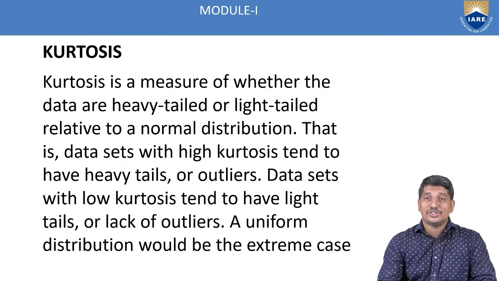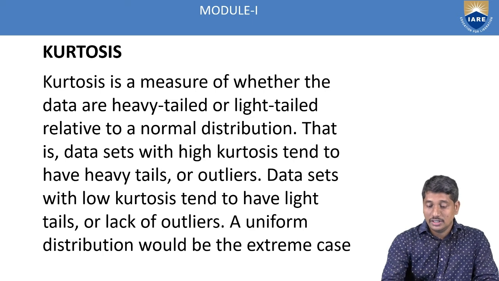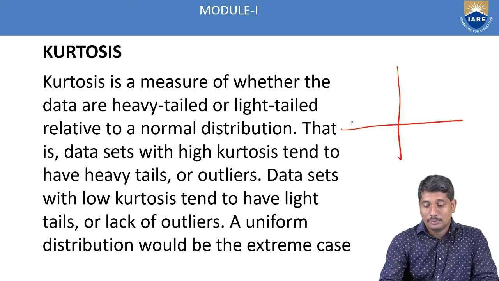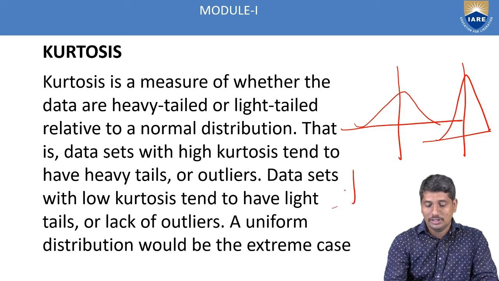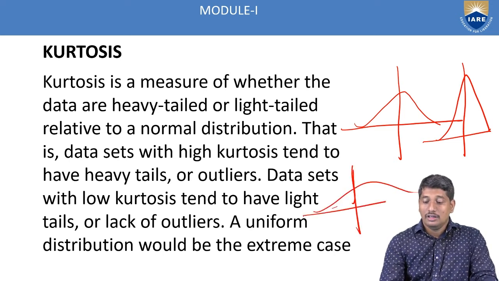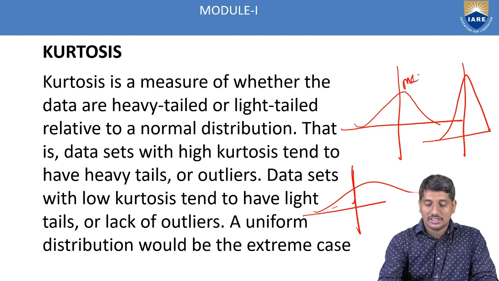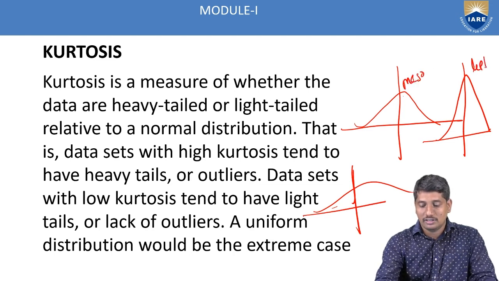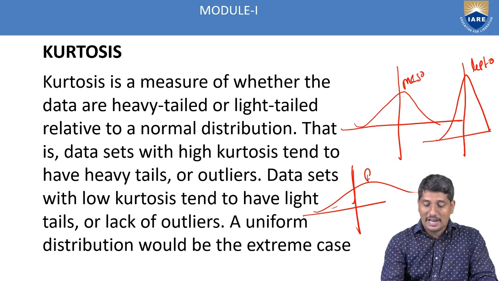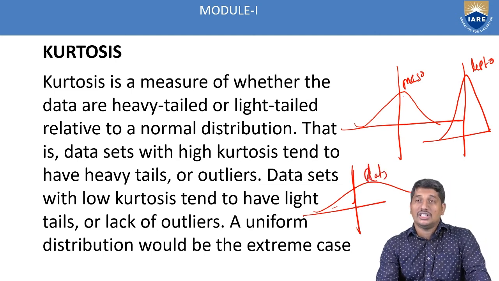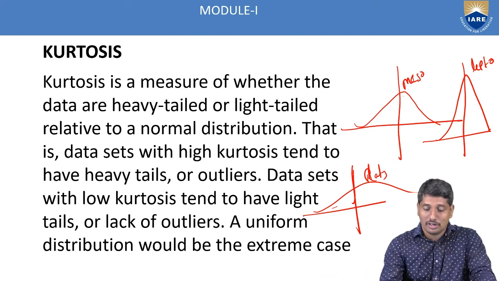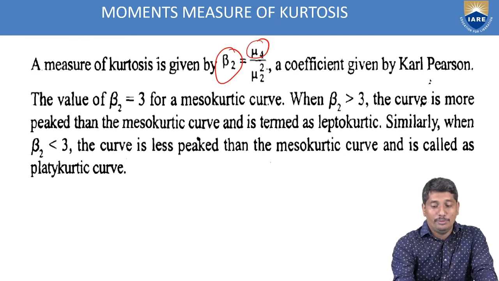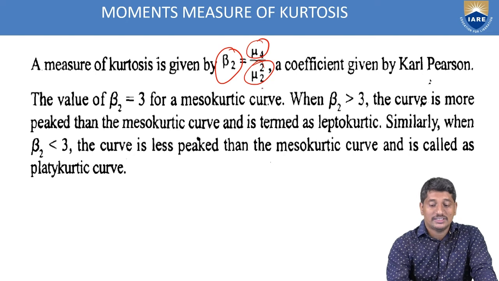And kurtosis is a measure of bulginess of the curve. Sometimes the curve may be balanced, sometimes the curve may be highly peaked, and sometimes the curve may be very flat. Balanced is called mesokurtic, highly peaked is called leptokurtic, and very flat is called platykurtic. To measure the kurtosis, that is the bulginess or the extension of the curve, we need a measure, which is given by Karl Pearson as beta 2, equal to mu 4 by mu 2 square. That is, the fourth moment by the second moment square.